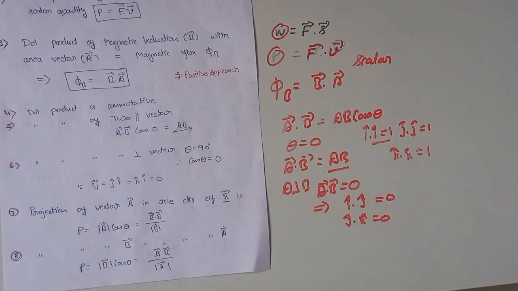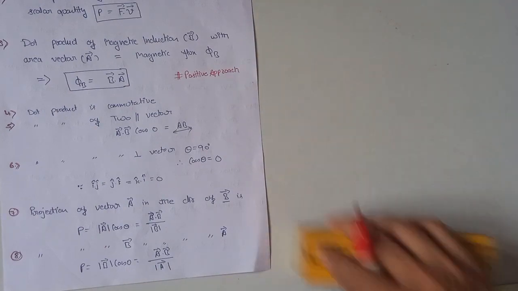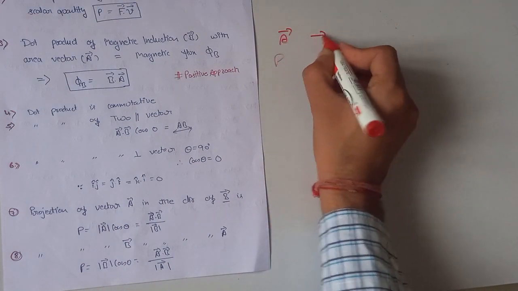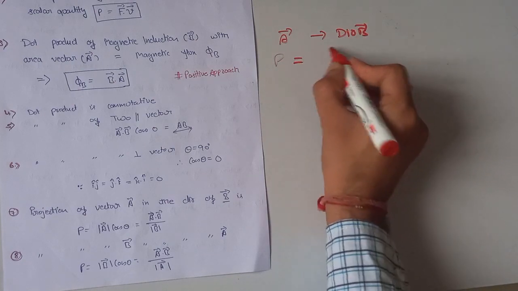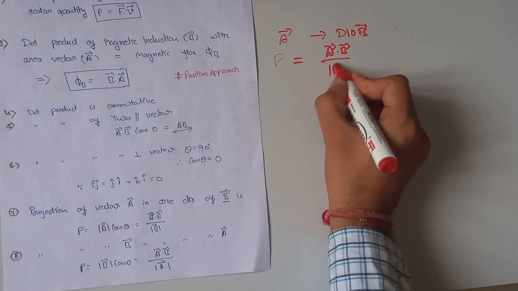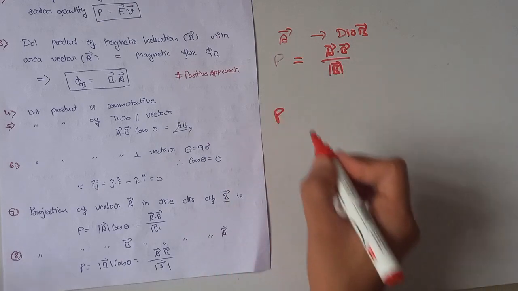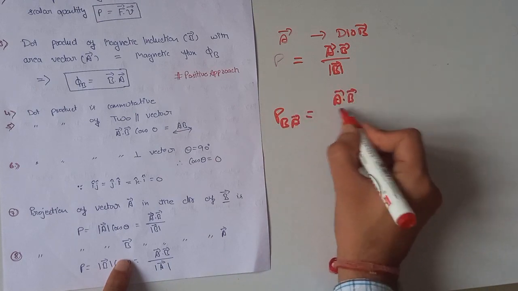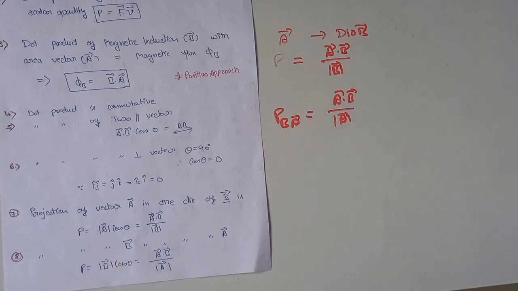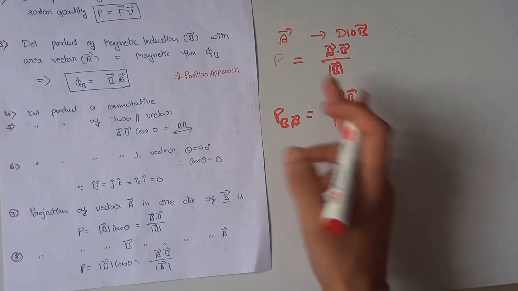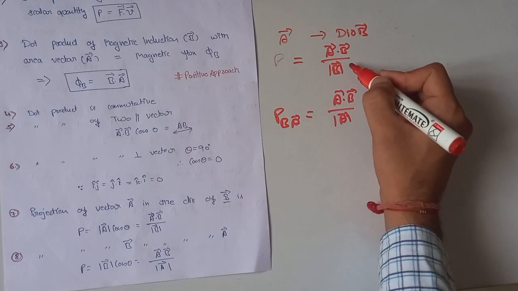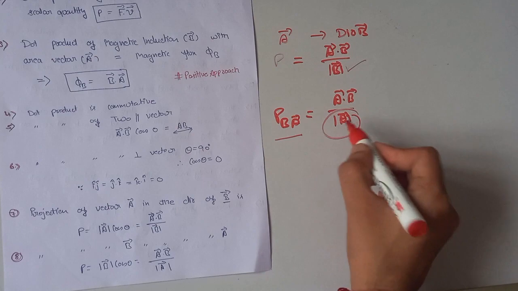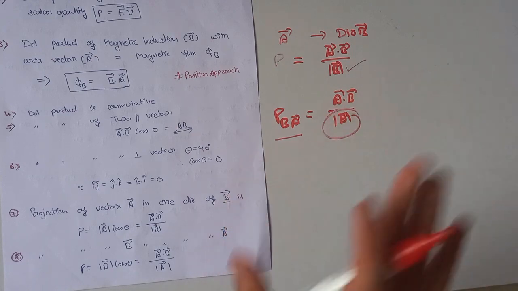Our next important key point is, what is projection? The projection of vector A in the direction of B is given by the dot product divided by the magnitude of B, that is, P is equal to A dot B divided by magnitude of B. And the projection of vector B in the direction of vector A is given by A dot B divided by magnitude of A. I hope these key points are clear to you.